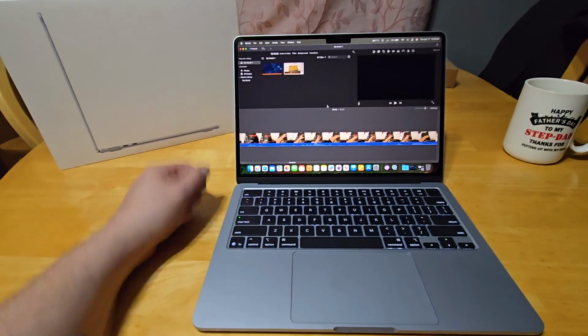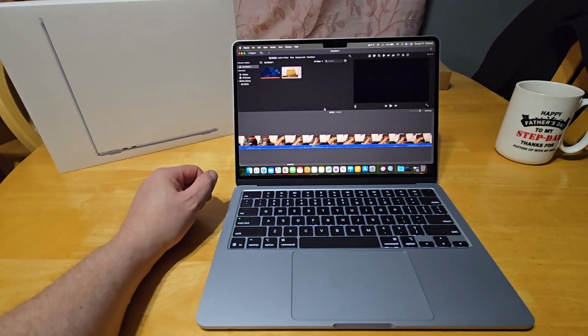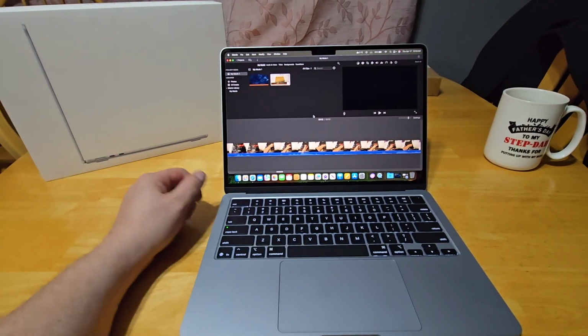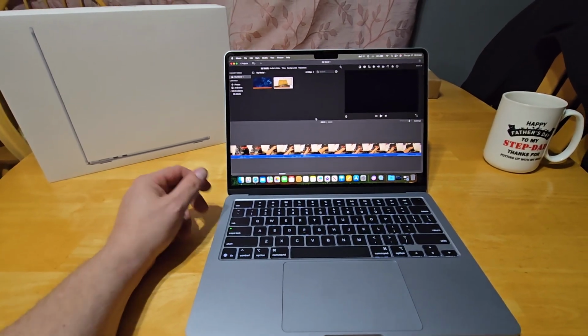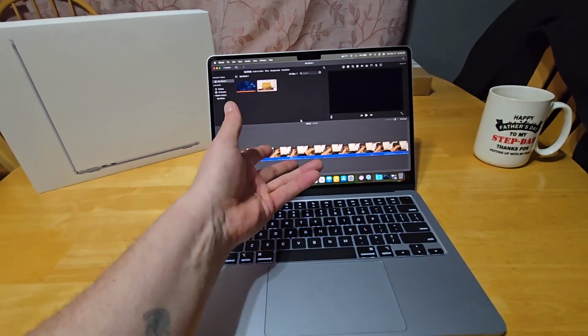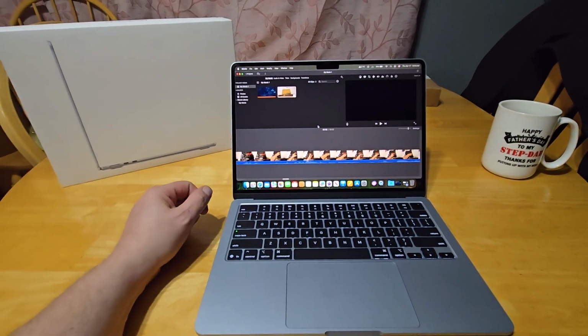Just fluid, making videos, no problems at all. From 1080p to 4K, I made, I think it was a 17-minute 4K video. I did my transitions and I added effects and stuff like that, what iMovie can do. And it worked really good.